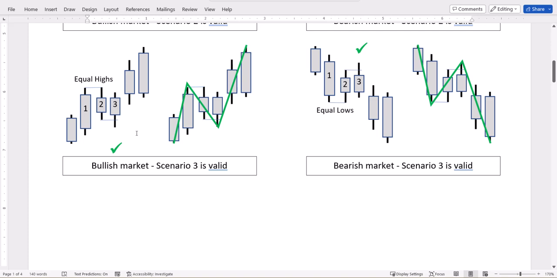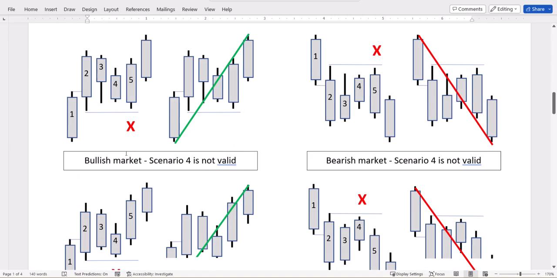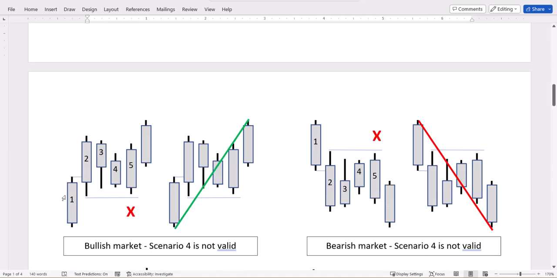Finally, we'll close below that 2. That would also be a valid pullback. Now here's a couple of invalid setups.